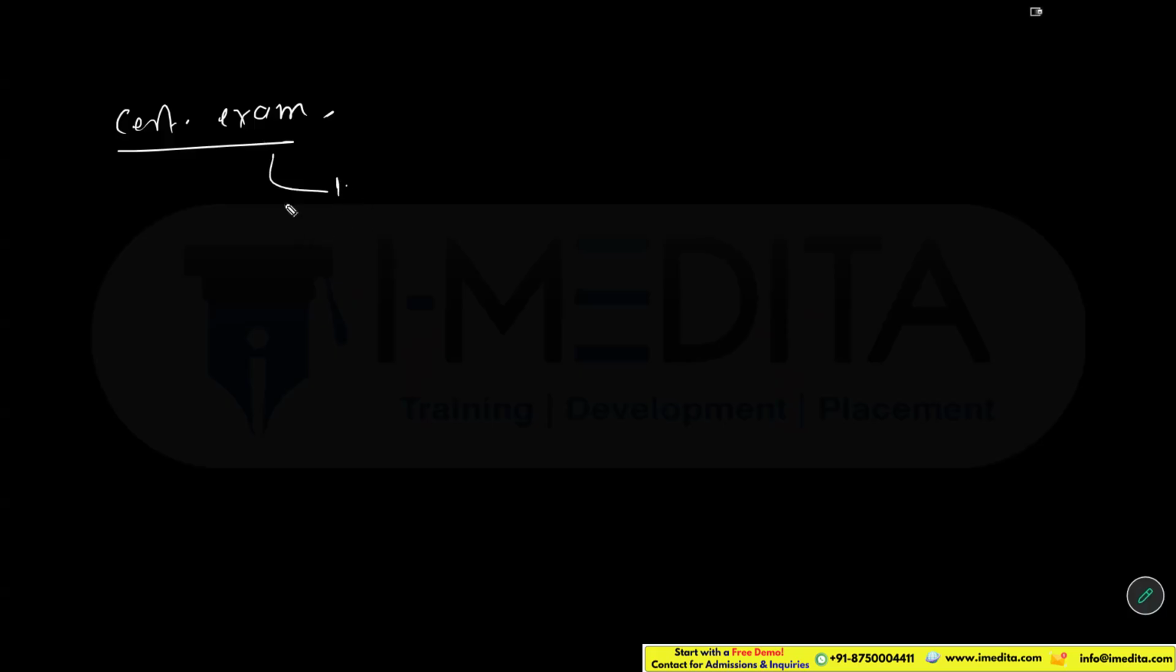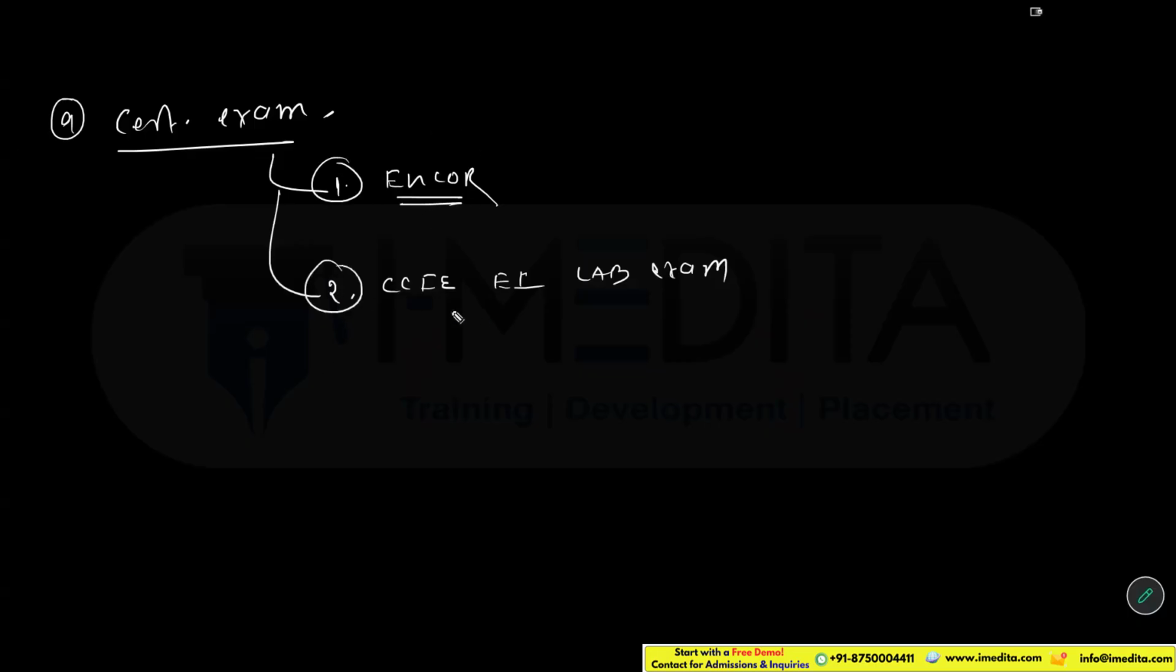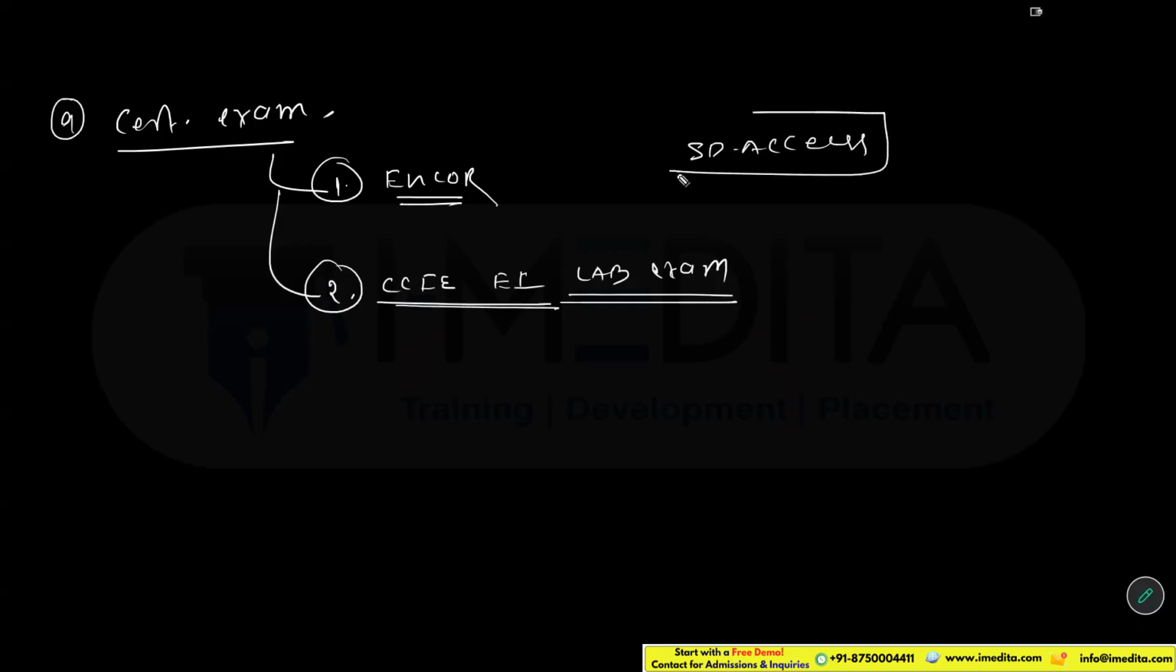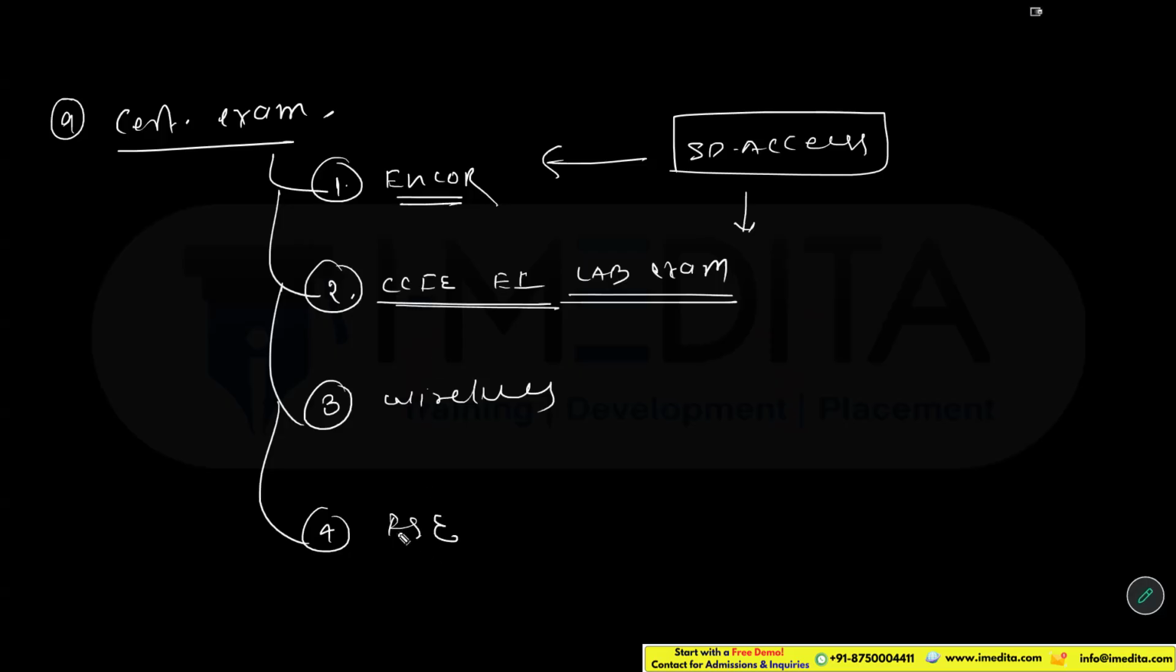It is primarily covered in two certifications. One is ENCOR, Enterprise Core, and the second is the CCIE Enterprise Infrastructure Lab exam. So whatever content we cover is going to include everything that is in the ENCOR and the CCIE Enterprise Infrastructure Lab exam from the SD-Access point of view. All the things they have asked in the ENCOR or the Enterprise Lab exam regarding SDA will be covered. Plus, we will talk about additional things such as wireless and a little bit of ISE. We will make sure that this is covered 100%.